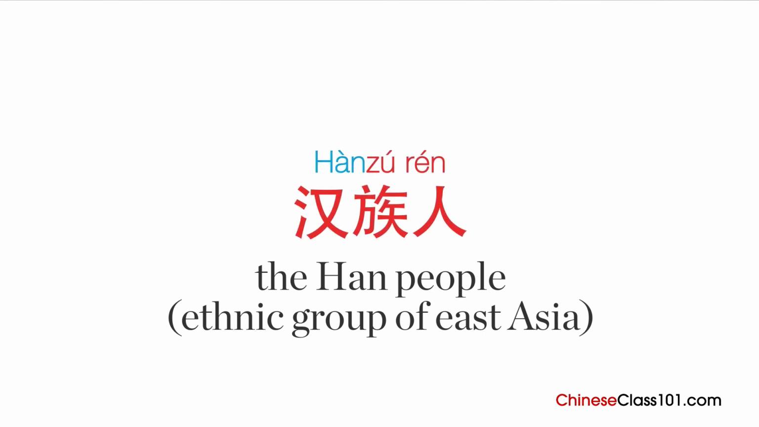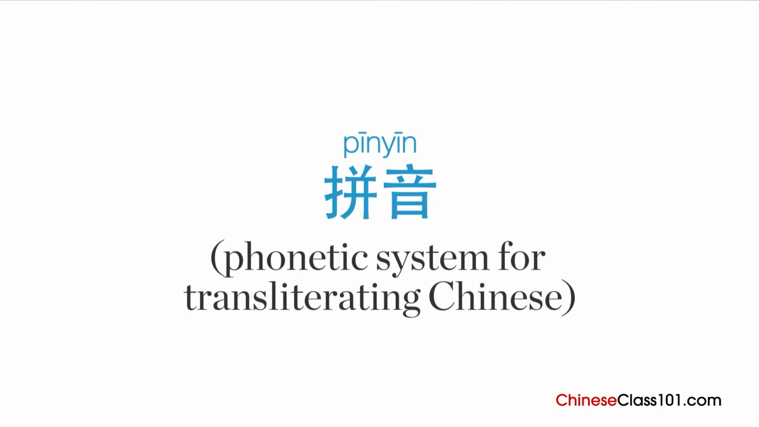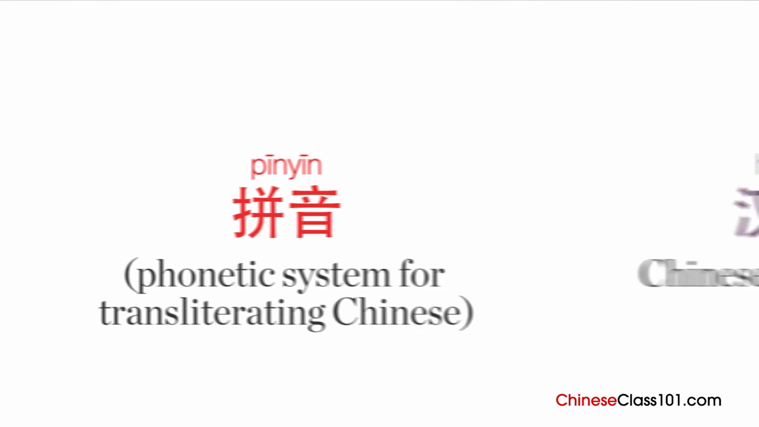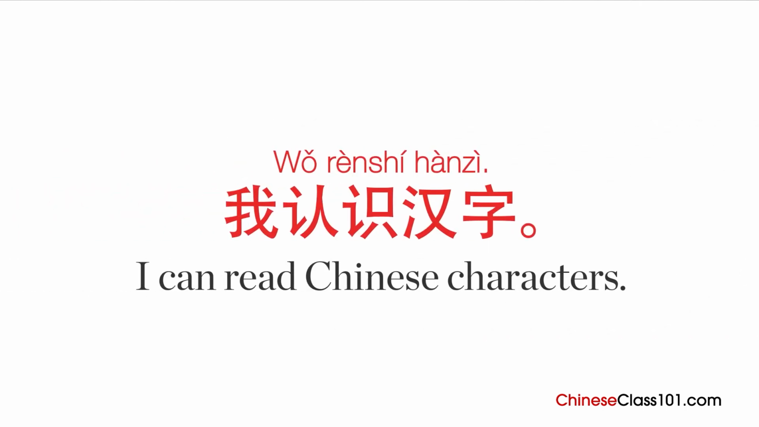For example, Han, spelled as H-A-N, is the pinyin for the symbol 汉, as in 汉族人, the Han people, an ethnic group of East Asia. Even though most Chinese people can read pinyin, it's not a substitute for the Hanzi, or the Chinese characters. This is because pinyin is the sound system in Chinese, whereas Hanzi is the writing system. Here's an example for the sentence, I can read Chinese characters in pinyin and in Hanzi.